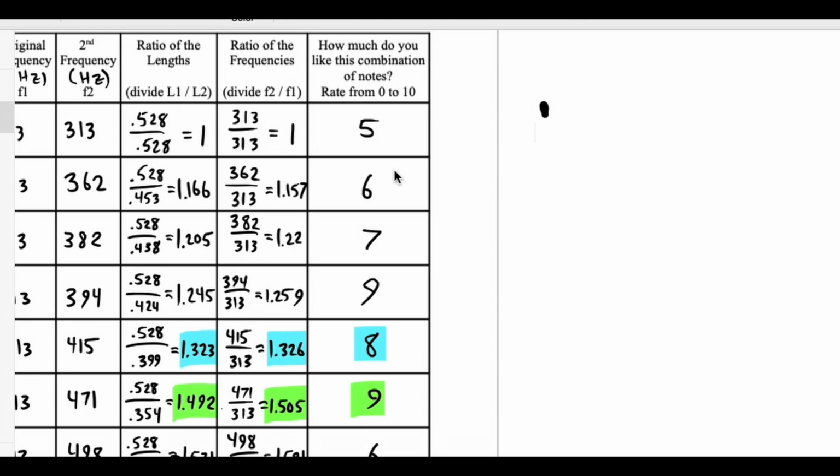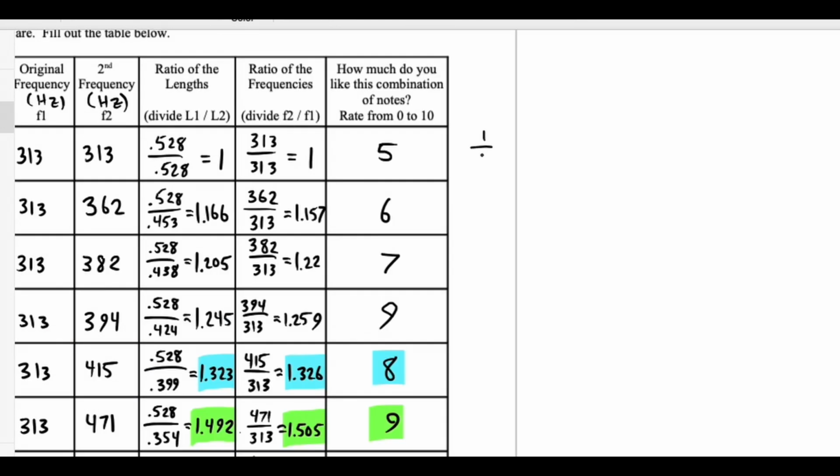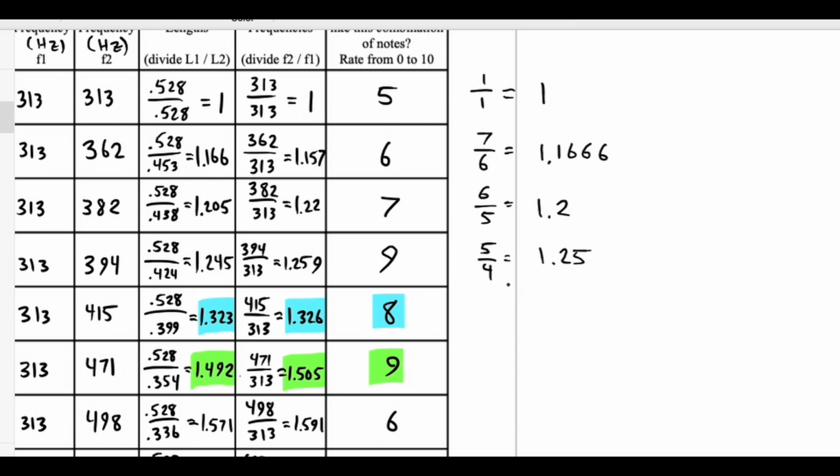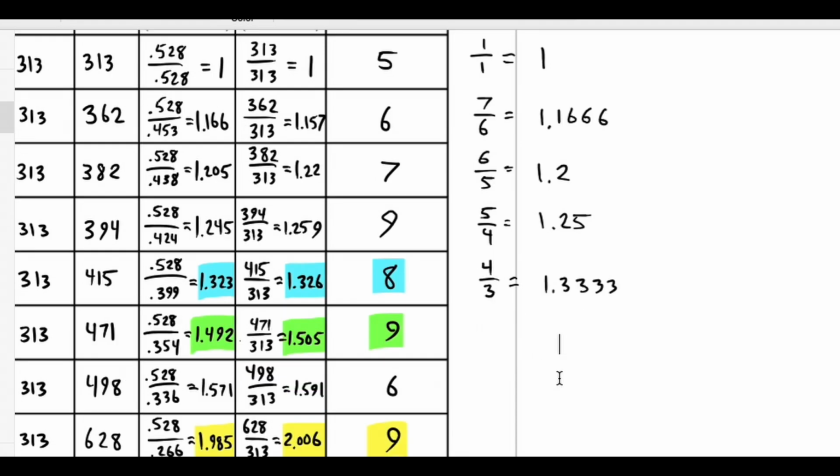The first one that I picked out was 1/1. Then here we've got 7/6. I liked that one. I also liked 6/5. And this one's 5/4 actually. So the decimal equivalents of these is 1, 1.166 repeating. This is 1.2, 1.25. The next one I picked out is similar to 4/3, 1.333 repeating. And a lot of you guys picked out that one as well.